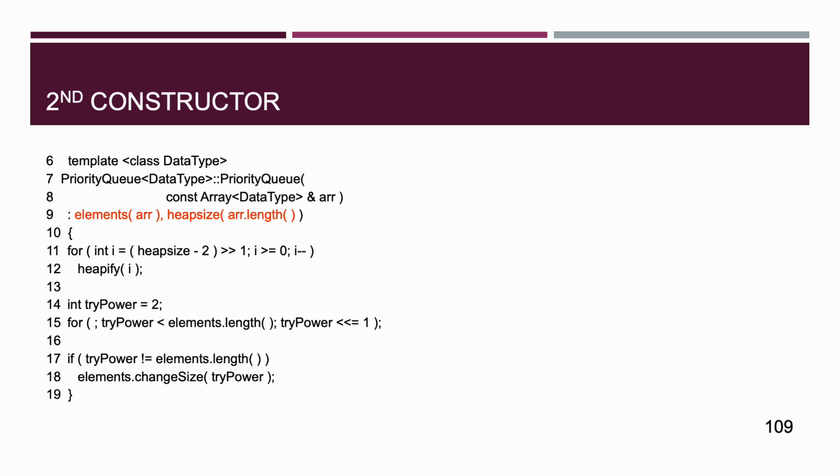So the second part of the constructor adjusts the size of the elements array to the nearest power of 2 greater than or equal to its current length. An integer, trie power, is initialized to 2. Using a loop, the size is doubled until it matches or exceeds the current length of elements. If the size is still smaller, the change size method is called to resize the elements array to the computed trie power.